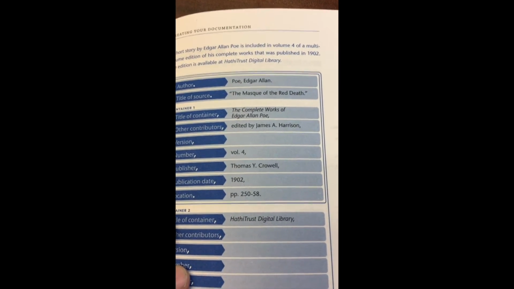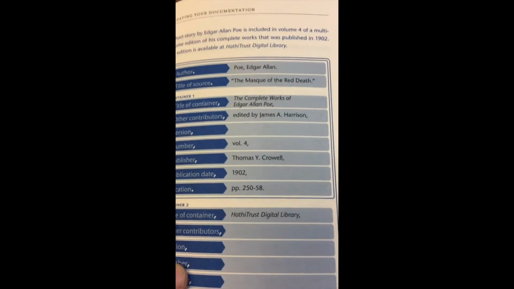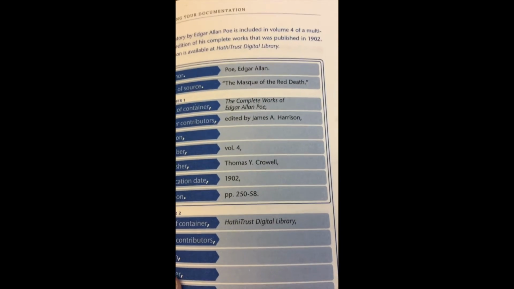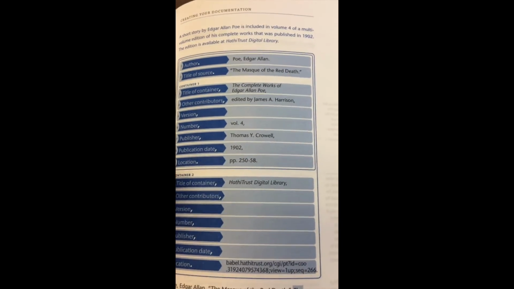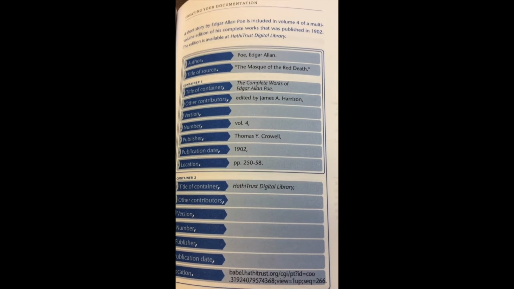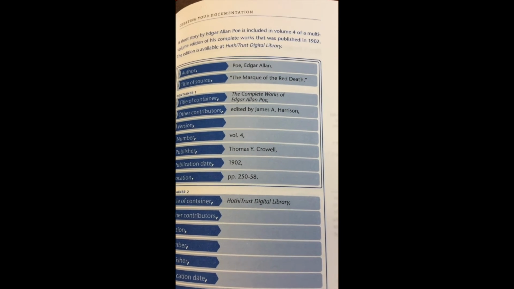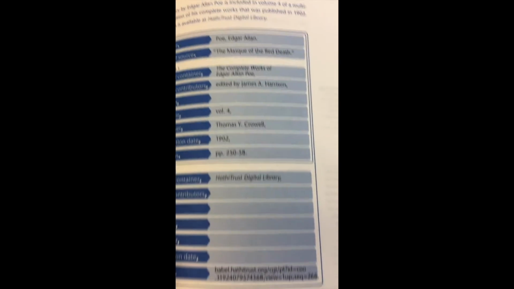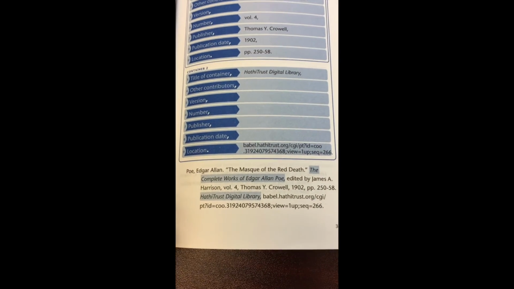Now the third thing, right, something that's inside of a larger book. So an article in an edited collection on a topic, or a short story in the edited works of an author or something like that, you're going to follow this format. So for The Masque of the Red Death by Edgar Allan Poe, found in the complete works of Edgar Allan Poe, edited by James Harrison in 1902, you're going to use this format.